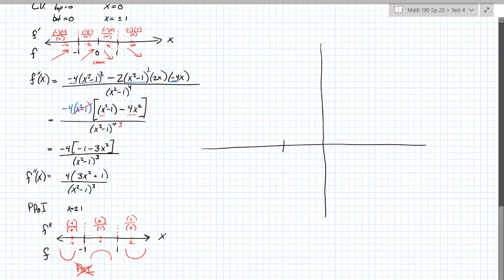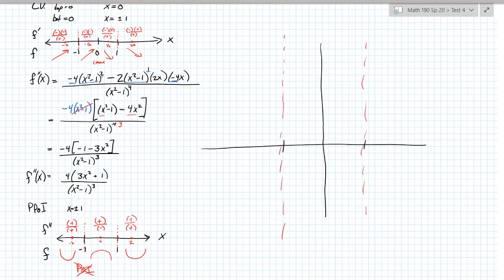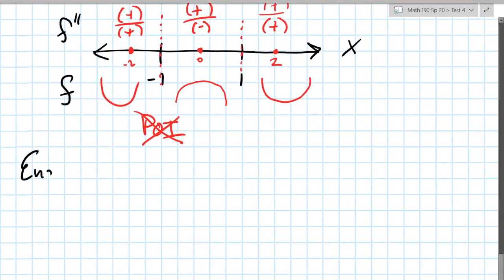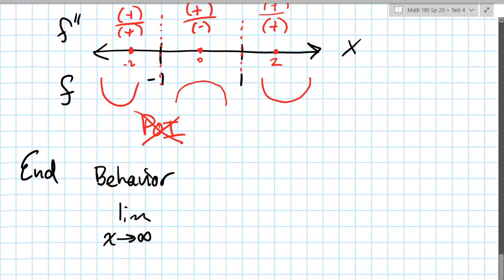And we know we've got asymptotes at positive 1 and negative 1. We saw that we had a 0 at 0. There's one last thing that we forgot to mention, which we should do now, and that's the end behavior. So the end behavior is what happens as x approaches infinity.